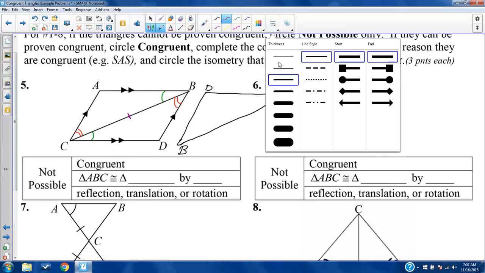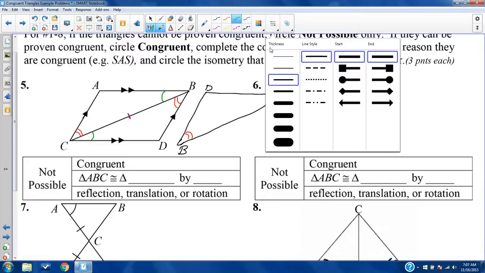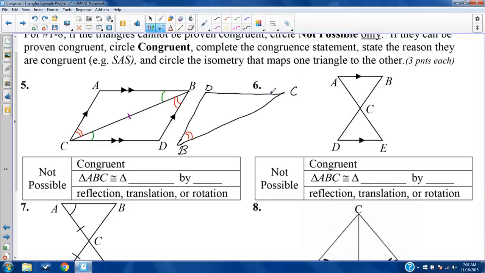So if I mark this the same, where angle B looks like that, angle C looks like that, and segment BC looks like that, I want you to just take a look at ABC with DCB. These are congruent. Now, what did I do to get this here? I rotated it 180 degrees.